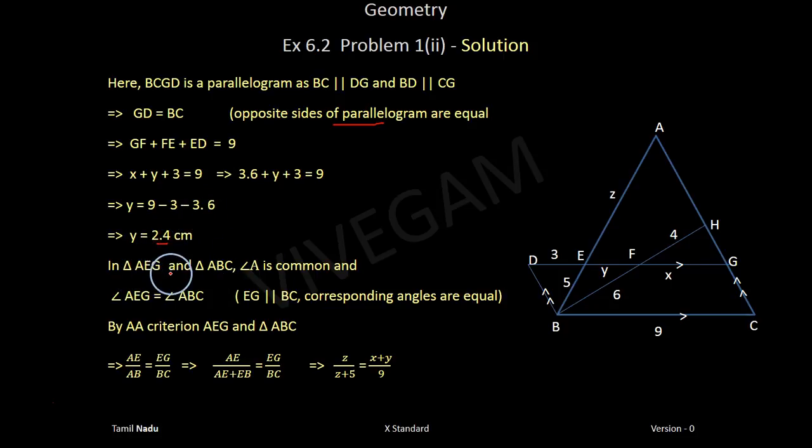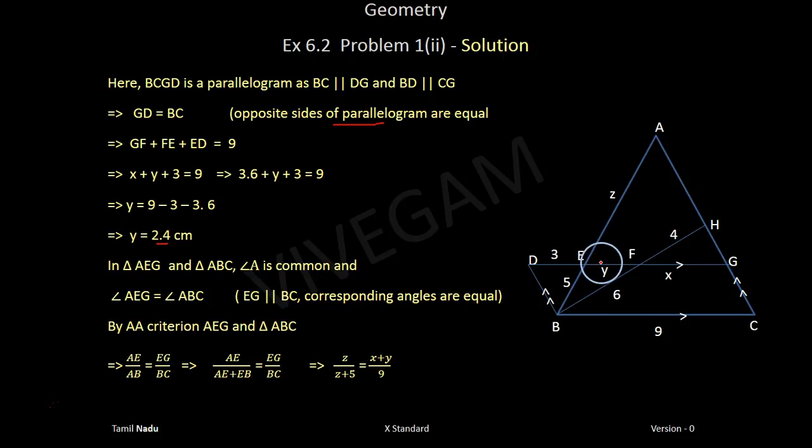Right. In triangle AEG and triangle ABC, next, Y is already done, so we'll have to calculate Z. Z is involving this triangle AEG, and you can see this line is parallel to this line. EG is parallel to BC. So you'll have to show triangle AEG is similar to triangle ABC. So angle A is common between these two triangles.